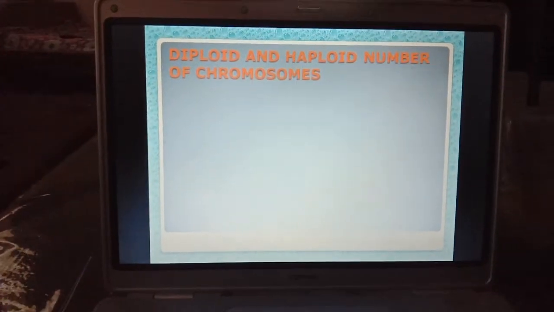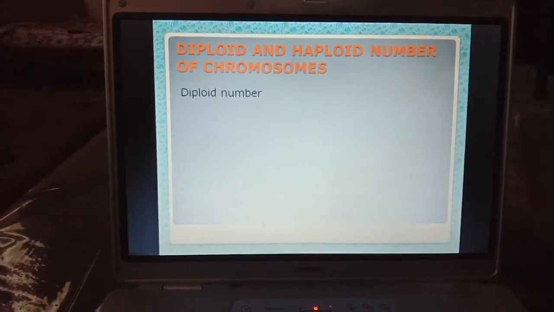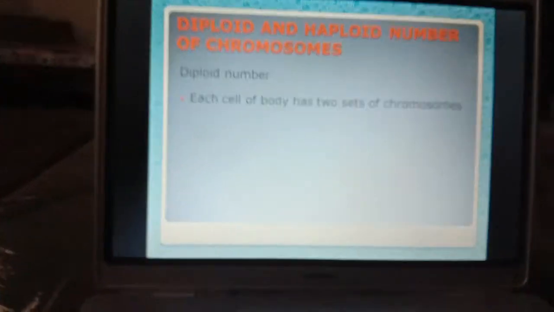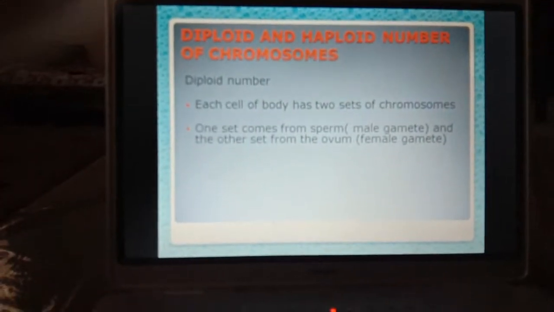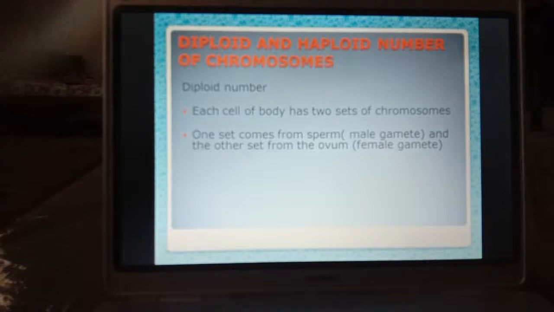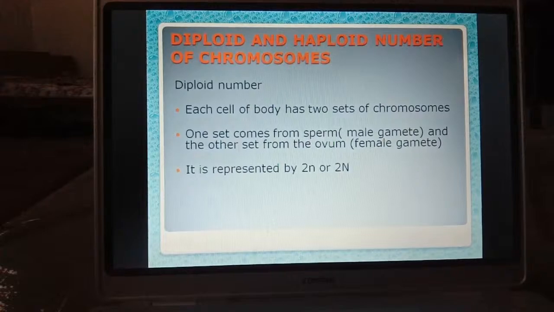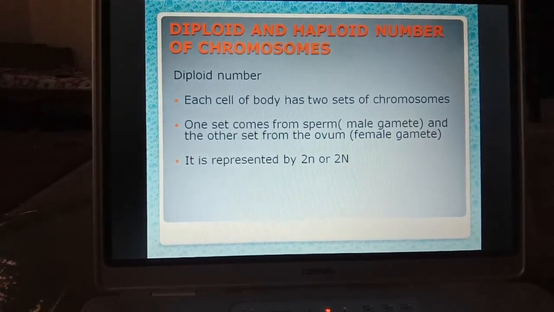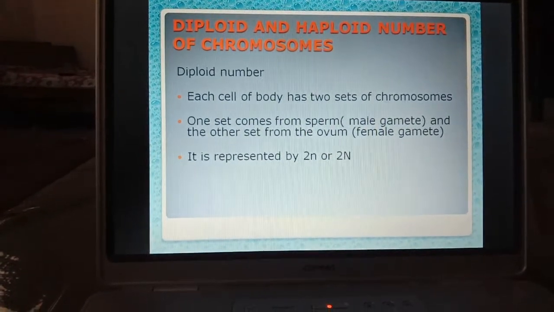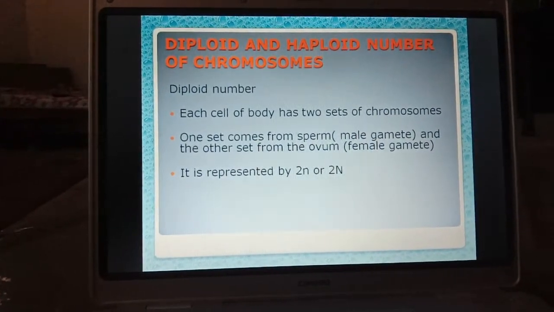Diploid and haploid number of chromosomes. First of all, we'll know what is diploid number. Each cell of the body has two sets of chromosomes. One set comes from the sperm, that is the male gamete, and the other set from the ovum, that is the female gamete. This diploid number is represented by 2n. There are two ways, 2 small n or 2 capital N. Both ways are correct representation of diploid number.